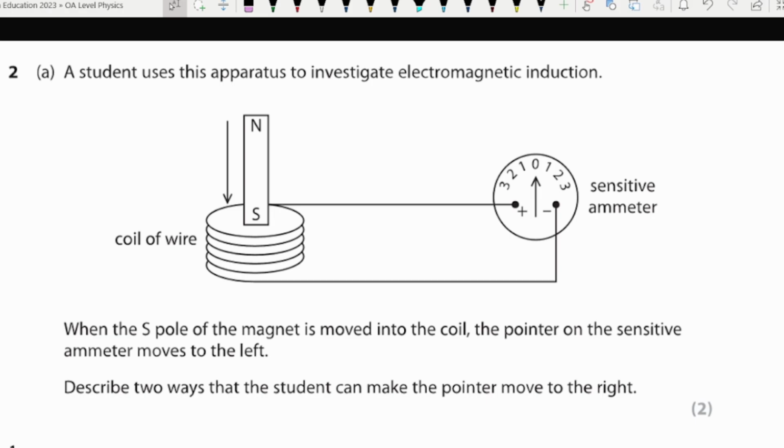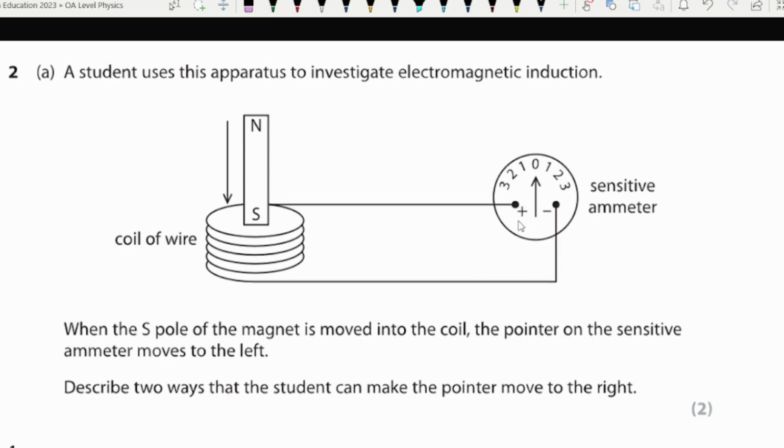Okay, here we have the next one. A student uses this apparatus to investigate electromagnetic induction. When the south pole of the magnet is moved in the coil, the pointer on the sensitive ammeter moves to the left. So this is the magnet. If you bring the magnet towards the coil of wire, the sensitive ammeter moves to the left, which means there is a positive induced EMF.